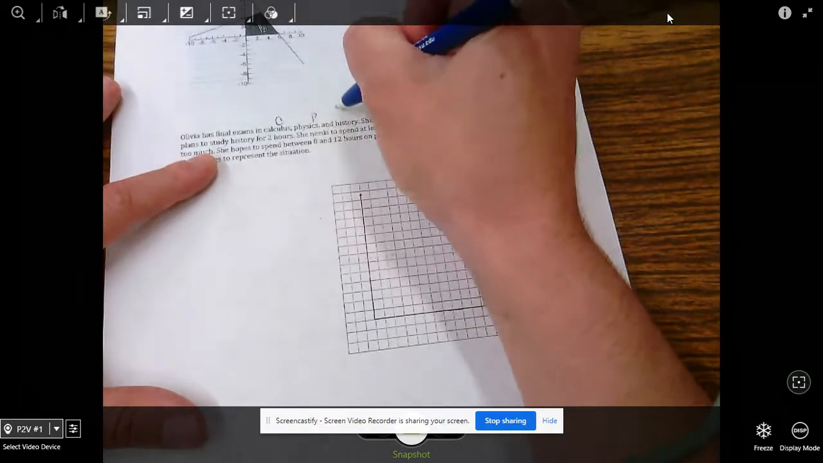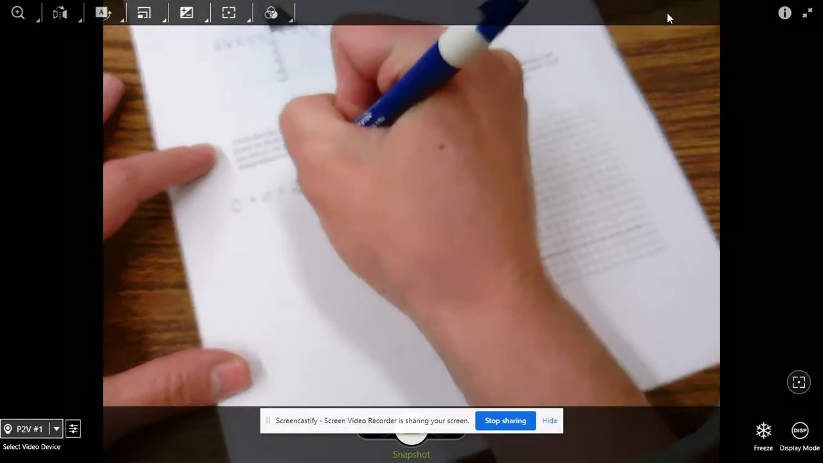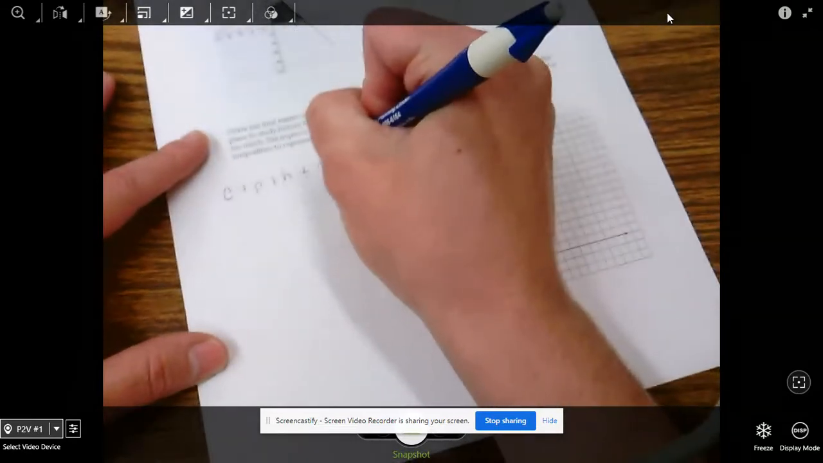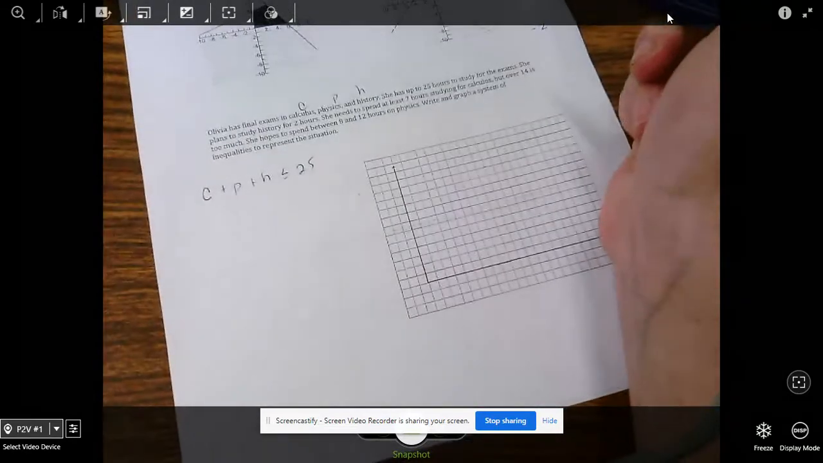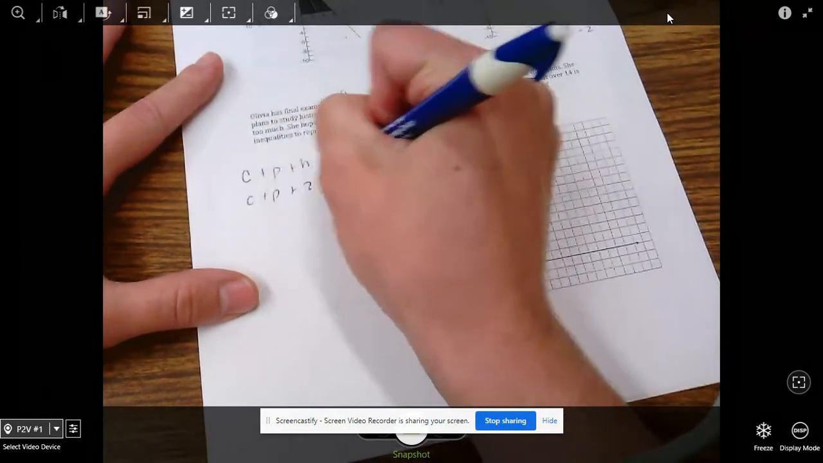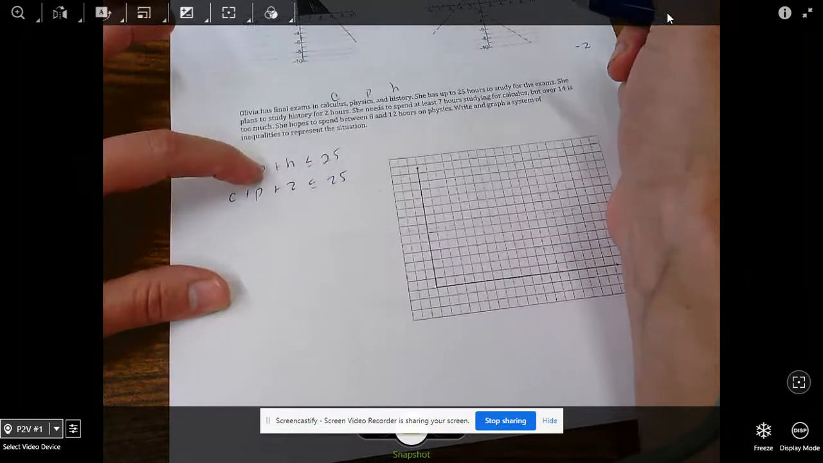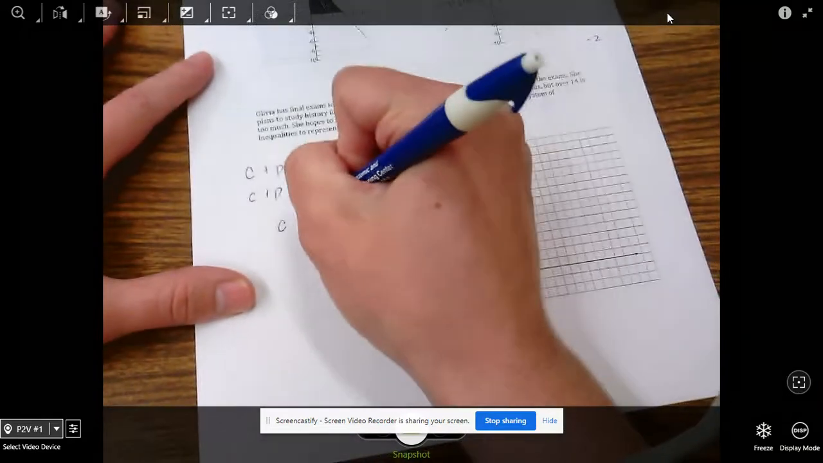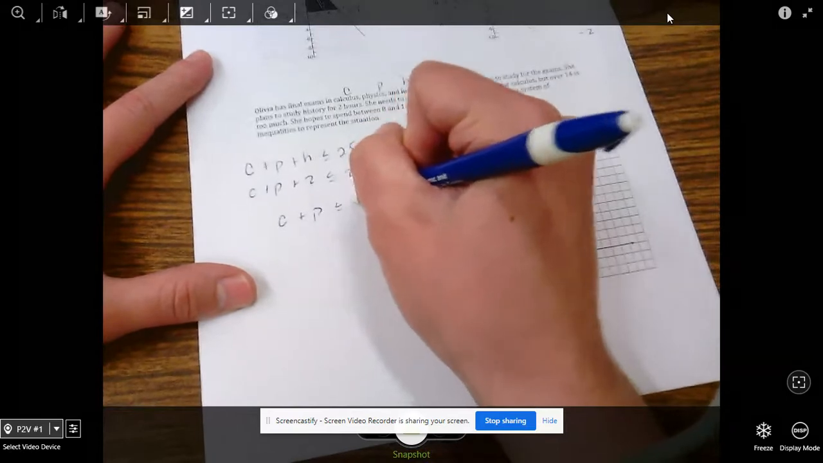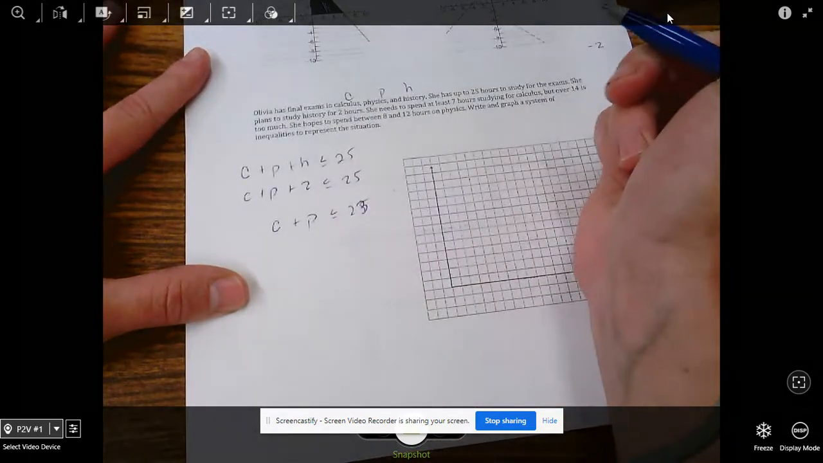It says Olivia has a final exam in calc, physics, and history. She has up to 25 hours to study for all. So if she studies for all of them, she can study 25 hours or less. She plans to study history for 2 hours. Okay, well, if she studies history for 2 hours, that means calculus and physics are 25 hours. Well, I'm sorry, subtract 23 hours.